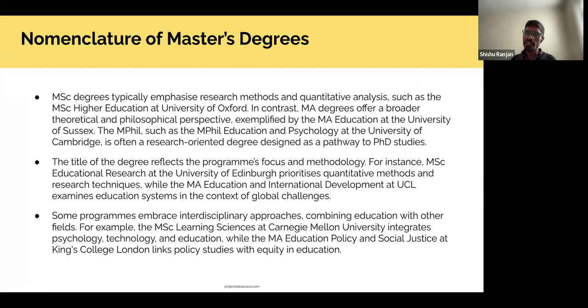Here in the UK, the nomenclature is quite a bit different, because in India you will find MSc with natural sciences, or subjects which come under pure sciences. But in the UK, you will find MSc in social sciences as well. So don't be confused with MA or MSc in education.